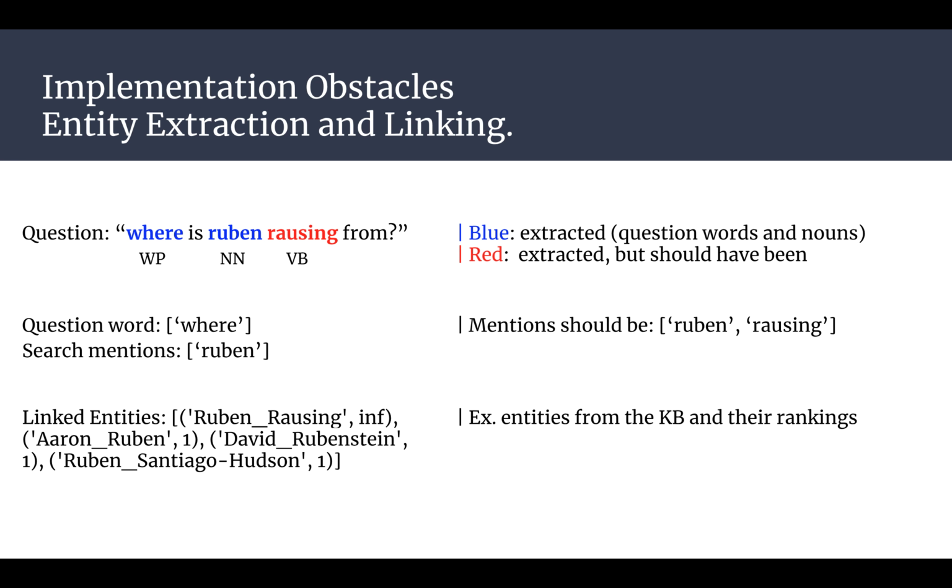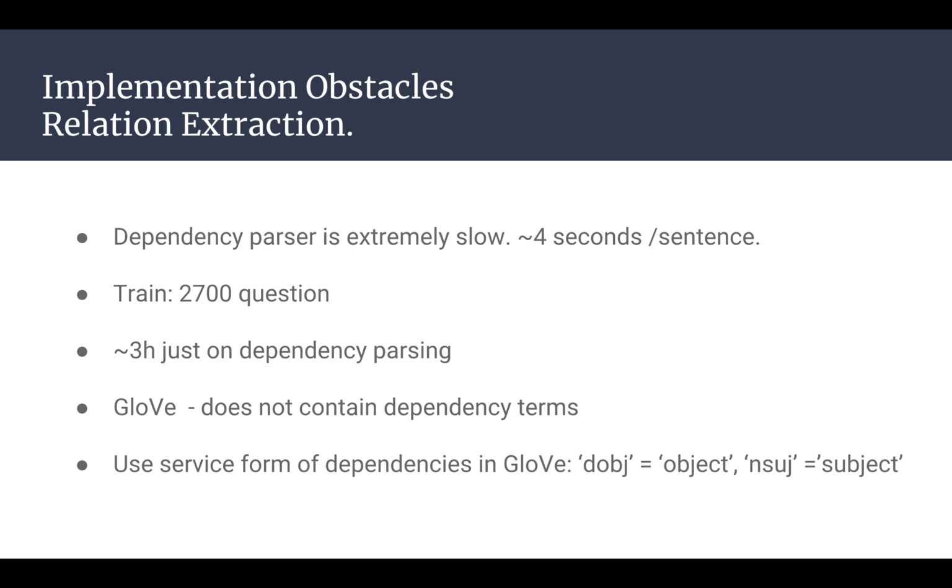One obstacle we need to overcome is the separation of entity mentions in the entity linking step. In this example, the last name Rossing isn't included because it's considered a verb according to part of speech tagging. We realize that missing last names as search keywords can be very detrimental to the entity linking step. When implementing relation extraction, obstacles we're facing are, first, the dependency parser is extremely slow. Also, GloVe does not contain any of the dependency terms, therefore we just use the word representations for their surface forms.